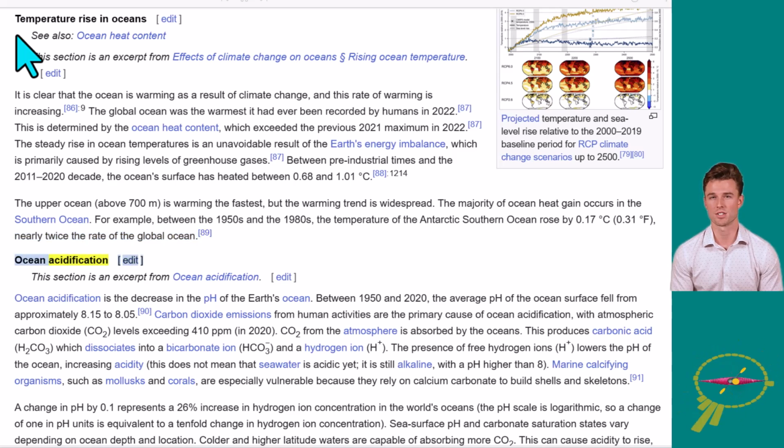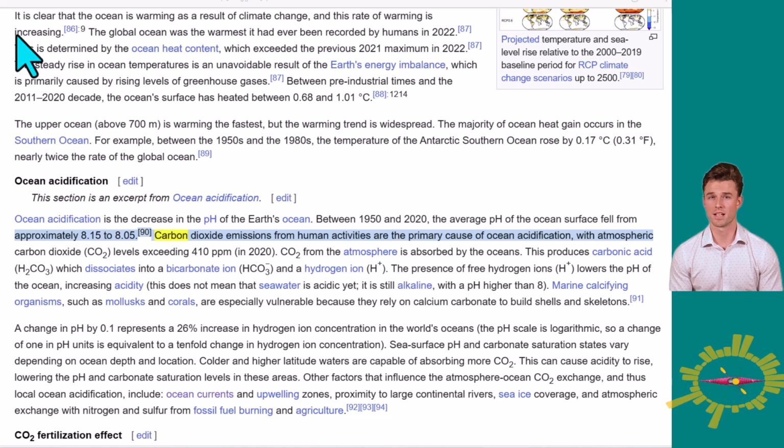Ocean acidification. Ocean acidification is the decrease in the pH of the Earth's ocean. Between 1950 and 2020, the average pH of the ocean surface fell from approximately 8.15 to 8.05. Carbon dioxide emissions from human activities are the primary cause of ocean acidification, with atmospheric carbon dioxide (CO2) levels exceeding 410 ppm in 2020. CO2 from the atmosphere is absorbed by the oceans.